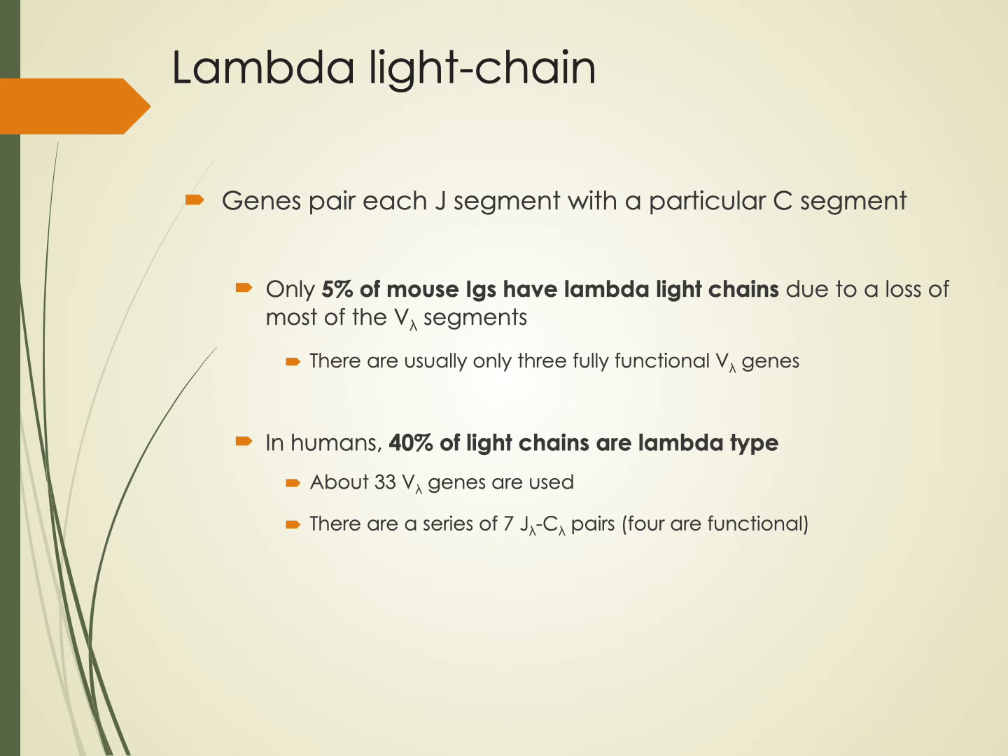Usually what happens is that kappa is selected. During development, and we'll talk about this later on in the semester, kappa is the first light chain that gets selected to be expressed. And if kappa doesn't work out, then you use lambda. So lambda is more of a default light chain, a backup plan. In mice, less than 5% of antibodies actually use lambda. In humans, it's a little bit higher, where 40% of light chains are lambda, which means 60% are kappa. So kappa is the default, the one you go to first, and lambda is the backup plan.